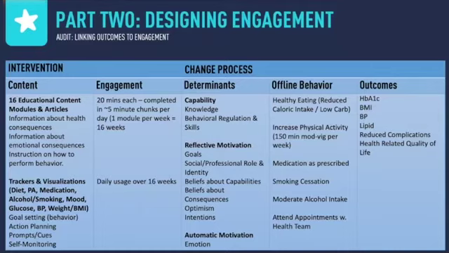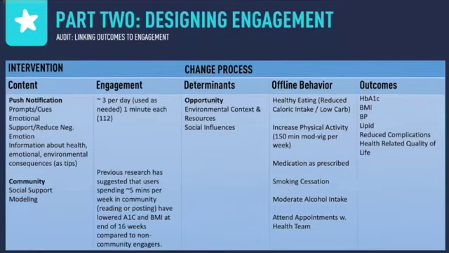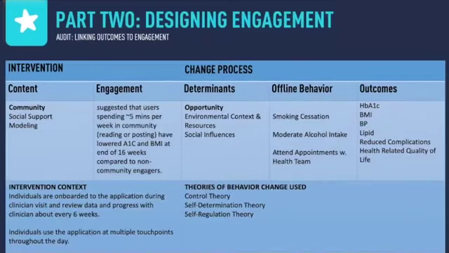If we think about trackers, using those over 16 weeks, again, we can think about email campaigns, how many emails, how many of those we need to absorb. We can think about community support as well down at the bottom. We can see there that we're alluding to research that's been performed that shows that 5 minutes per week in the community, whether that's active or passive, has been associated with better outcomes than those who do not.